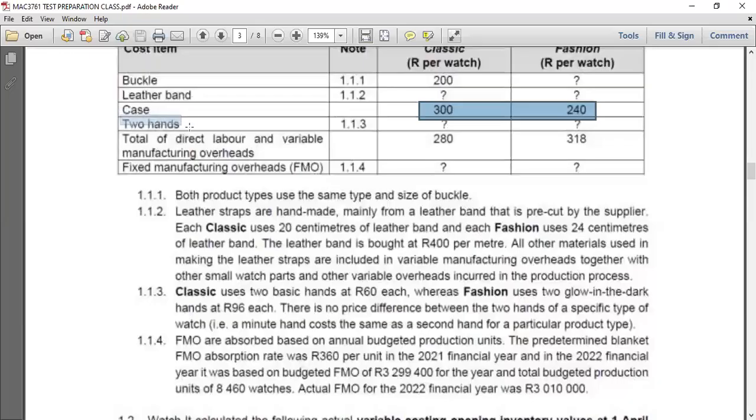Then hands. We should remember that there are 2. Classic uses 2 basic hands at 60 each. So be very careful because they can give you the total price, it's 60 each. Whereas fashion uses 2 glow in the dark hands at 96 each. There is no price difference between the 2 hands of a specific type of watch. That is a minute hand costs the same as a second hand for a particular product type.